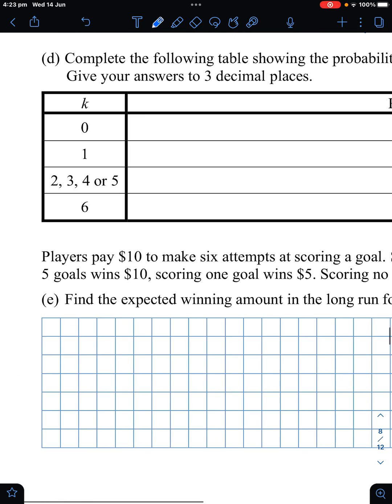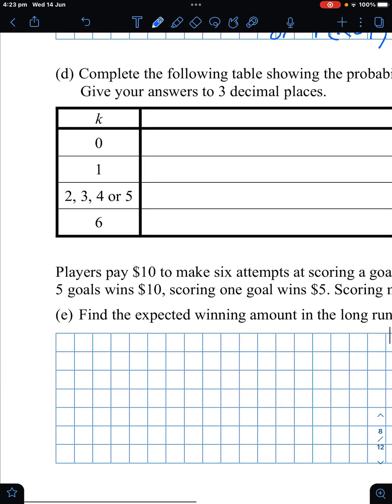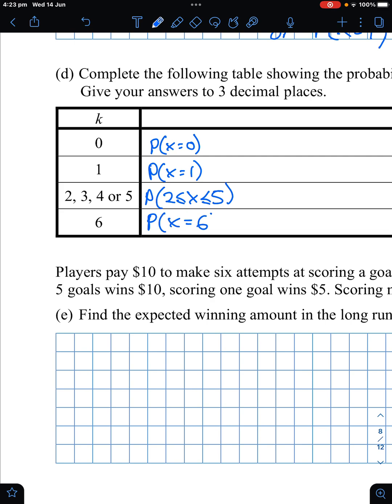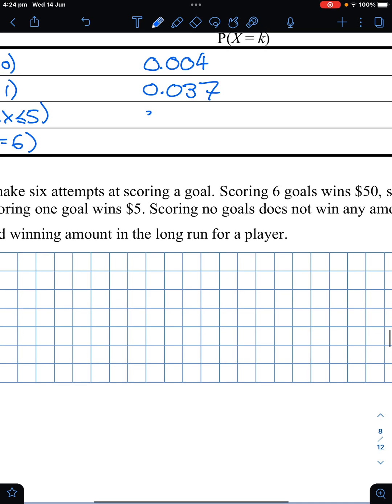Okay, this next thing should be done with the calculator. I'm not going to spend too much time here, but you're pretty much going to use, this is what we've got here, probability X equals 0, probability X equals 1, probability 2 less than or equal to X less than or equal to 5, and then probability X equals 6. So these are easy to solve, so we get 0.004, 0.037, this is 3 decimal places as well, I should have specified, 0.912, and then 0.047.